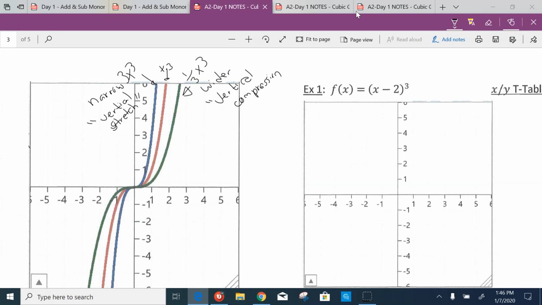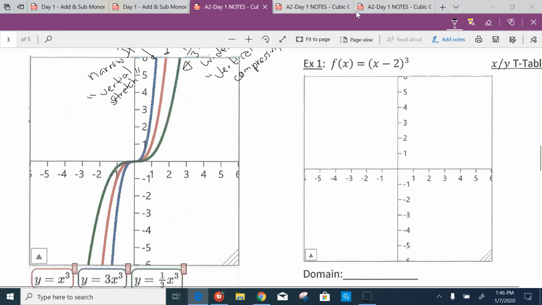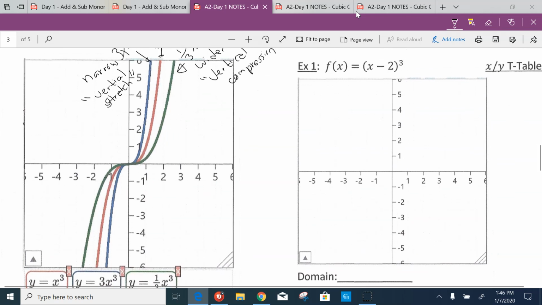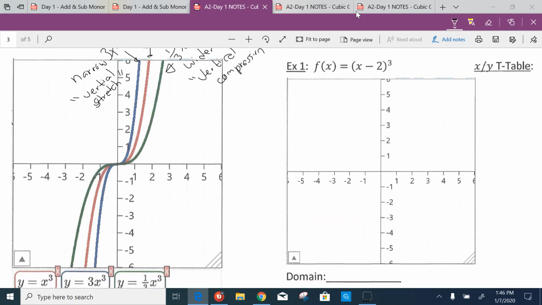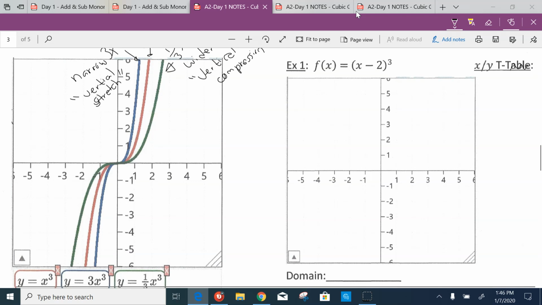Now what we're going to do, for example, one on the right-hand side, it says make a table, and we will do that, but on the side over here, I'm going to go ahead and erase where it says table, and then make a prediction about what my graph should look like.